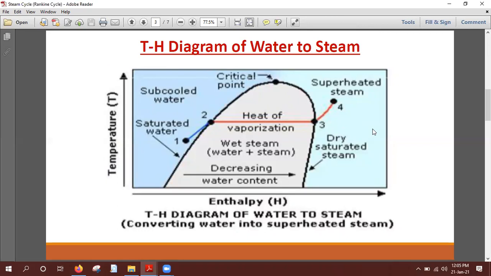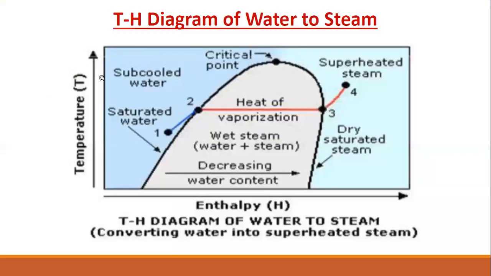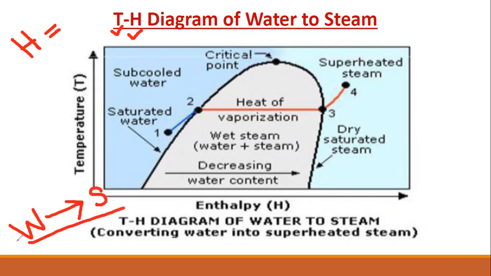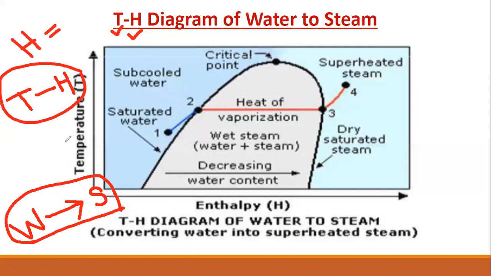So now we will see the TH diagram of water to steam. TH diagram means, my student, the temperature and heat. We already know that T is the temperature, and H is enthalpy or the total heat of a system, heat energy basically. So this diagram is the TH diagram of water to steam. That means when we convert water to steam, what are the changes of temperature and heat? The relation of heat and temperature in which process? The process is you have to convert from water to steam. So that is the TH diagram of water to steam.